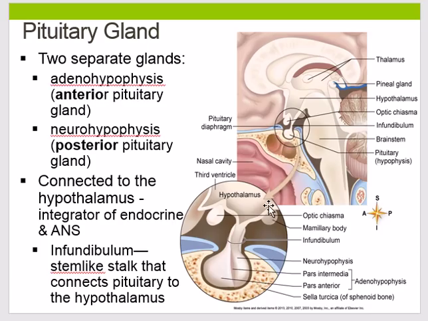If we zoom in here, you can see further detail at the bottom of the screen. I'd like you to pay attention to the stalk that connects the hypothalamus to the pituitary gland. This is where there are neurons and blood vessels that allow for the connection between these two areas of the brain. We call this the infundibulum. The two separate glands are called the adenohypophysis.